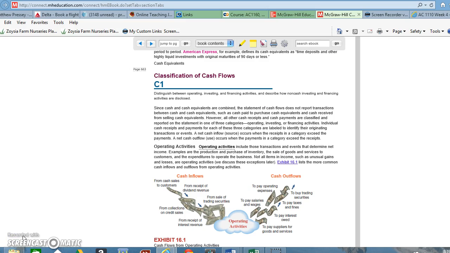This little picture here on page 663 really does a good job of showing the types of cash inflows that a company would encounter and the cash outflows that would happen during a reporting period as well. So be sure to give that some attention as you're doing your reading.